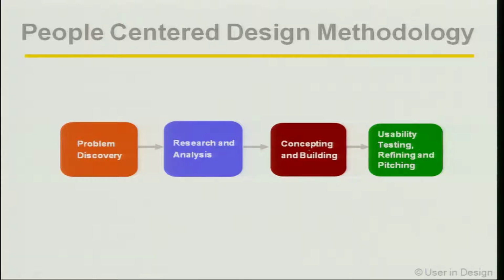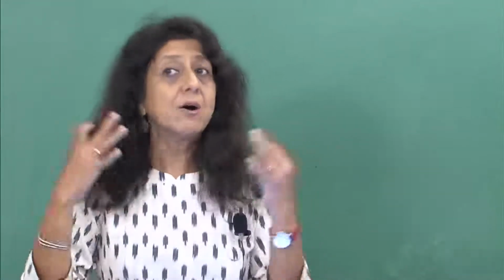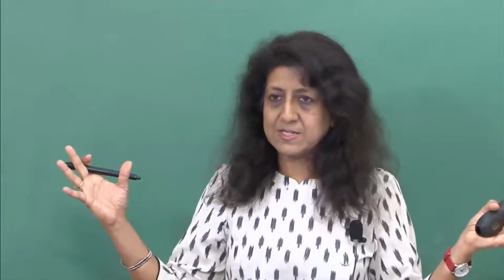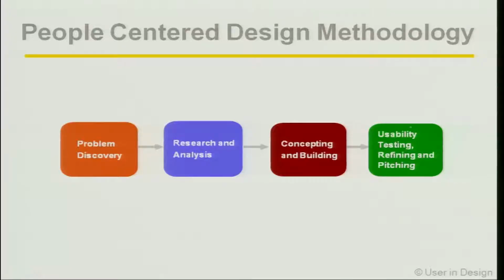And then we move on to the third, which is concepting and building, right? Concepting and building is where we take these insights, this core idea of what is it that we need to design, and then we start ideating. We start looking in various directions, various places, various avenues for opportunities that we can think about and ideas that we can think about out of the box, and try and come up with lots of different ideas. And then we take all of those and then we start converging and bringing it all into one concept, and then we take it further and start building those concepts. So that's the third. And then we have usability testing, refining, and pitching.